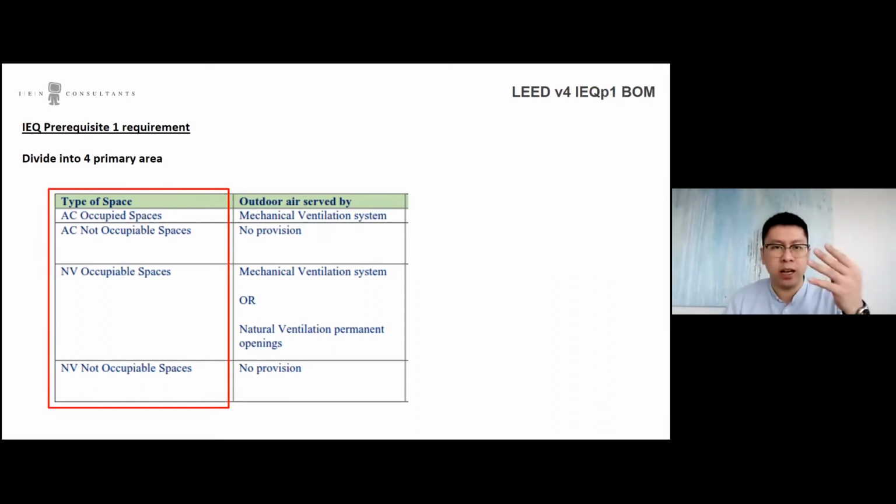If we divide this into four areas, then we have to tell LEED how the outdoor air is served for all these spaces. Obviously, for non-occupied space, you don't have to include the outdoor air. But for occupied space, either it's served by air conditioning outdoor air, or we meet the natural ventilation requirement.